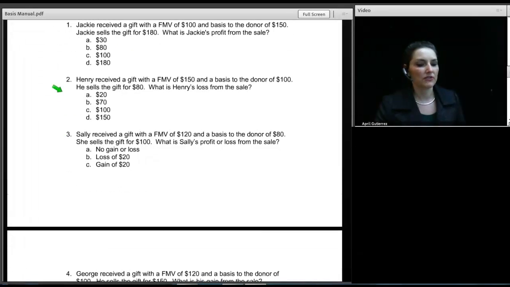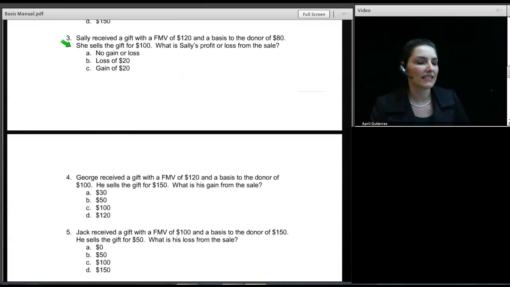Let's move on to number 2. Henry received a gift with a fair market value of $150 and a basis to the donor of $100. He sells the gift for 80. What is his loss from the sale? The answer is 20, yes. So he's not going to get to claim a higher cost by going with fair market value. Okay, so the value went up. That's fine. Then he gets the gift and the value drops. He's going to be allowed that $20 loss.